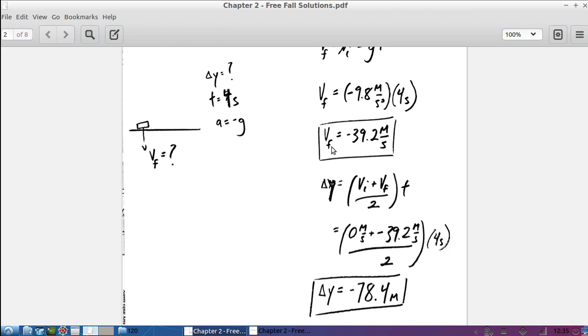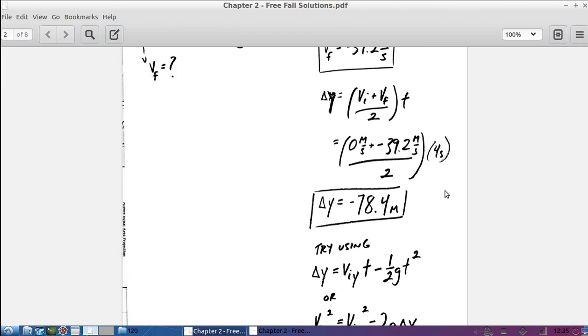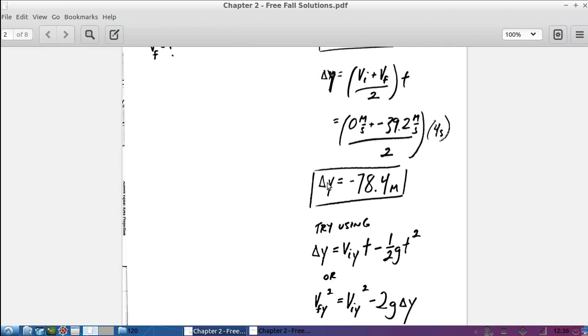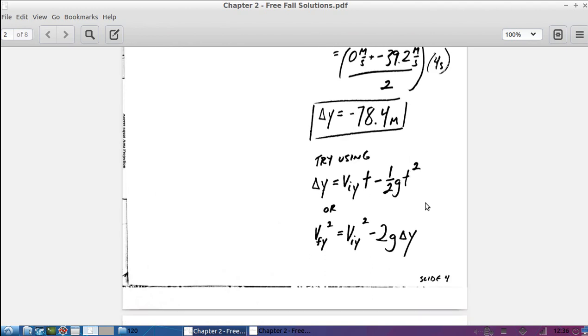I found the final velocity. I have the initial velocity, which is 0. So I can substitute those values in, and substitute my time in. So I've got 0 plus negative 39.2 meters per second. Don't forget this final velocity is negative. It's a vector pointing in the negative y direction. 4 seconds is still my time interval. So I calculate that, and I get a displacement of negative 78.4 meters. Again, either one of these would be okay for you to use to solve for the displacement, because we've got the time, we've got the two velocities, we've got the acceleration.